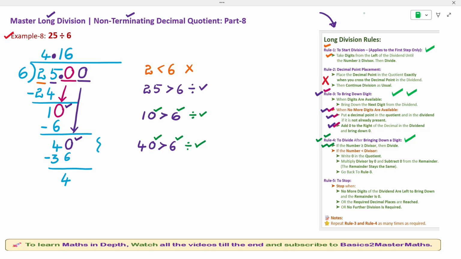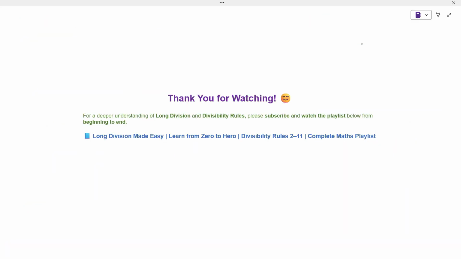Observe, this pattern continues forever, producing a non-terminating decimal quotient. Since the division never ends exactly, we stop when the required decimal places are reached. Got it?